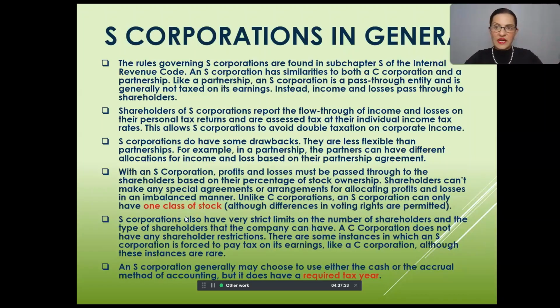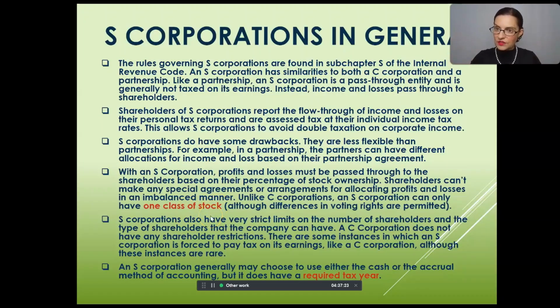A C corporation can have preferred stock, common stock, multiple classes of both of those types of stock. You can have preferred stock A, preferred stock B, preferred stock C. With a C corporation, that's possible. An S corporation cannot have more than one class of stock.